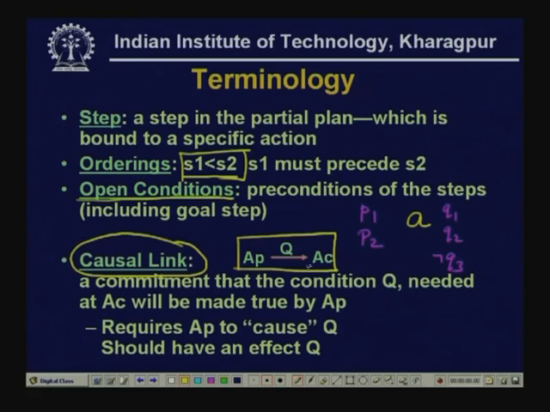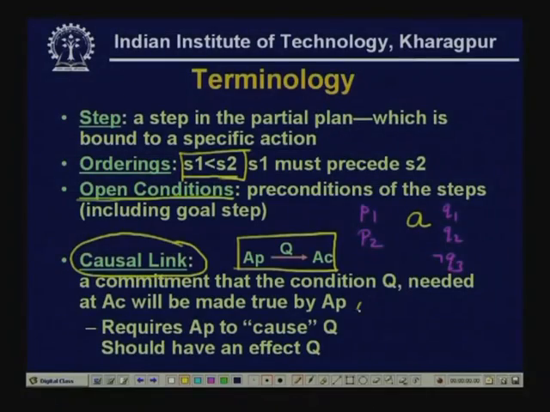So, this is a commitment that the condition Q needed by AC will be made true by AP. That is, AP must cause Q for AC. So, AP must have Q as an effect and AC has Q as a precondition. Now, we say that AP achieves Q for AC. So, let me write that. AP achieves Q for AC.